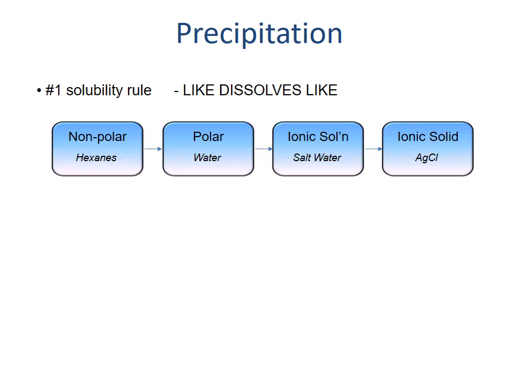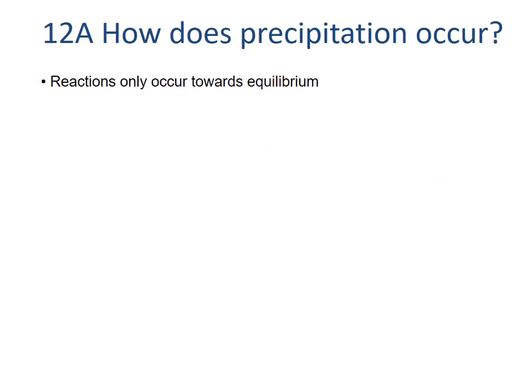out ionic solids. So when we do gravimetric analysis, we're really trying to balance between usually water and either precipitating out nonpolar things, we'll talk about that at the end of the chapter, or precipitating out polar things. And that's where we're going to focus most of our time here.